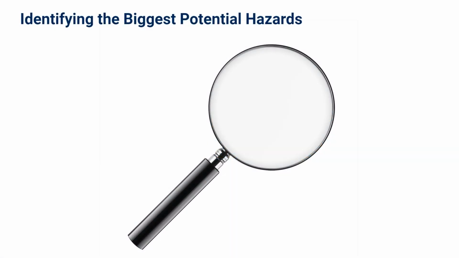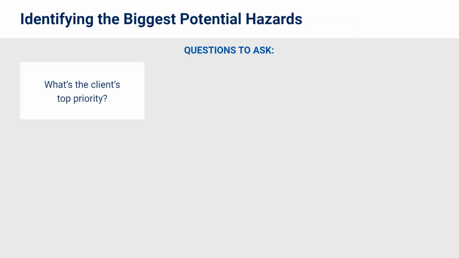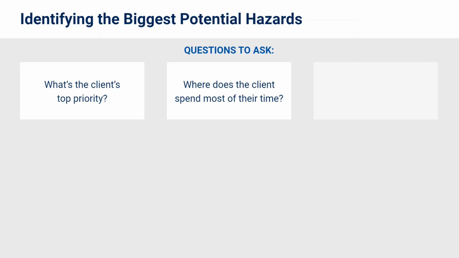Here are some keys to figuring out which materials present the biggest potential hazard in a building. No two projects are the same, but these are the types of questions you can be asking to set priorities. What's the client's top priority? Is it purely economics? Is it health? Where does the client spend most of their time? Will sensitive populations spend time in the space? Are there children? Anyone with a chronic illness?